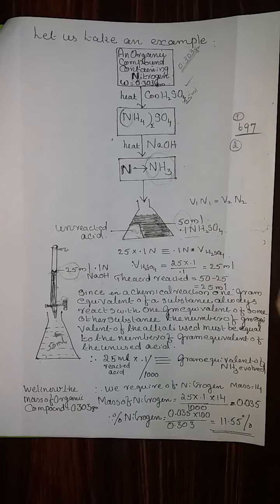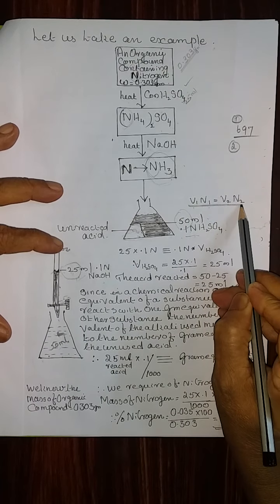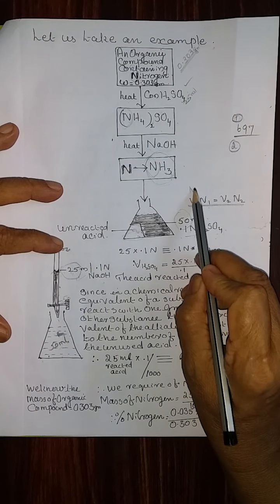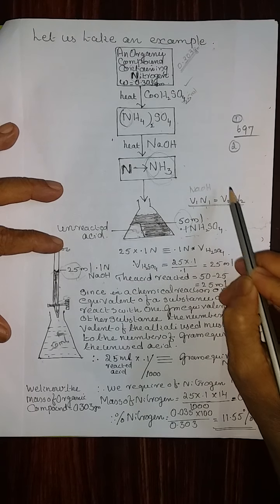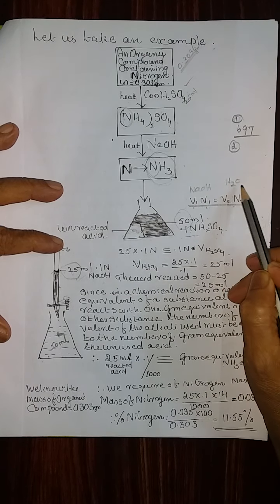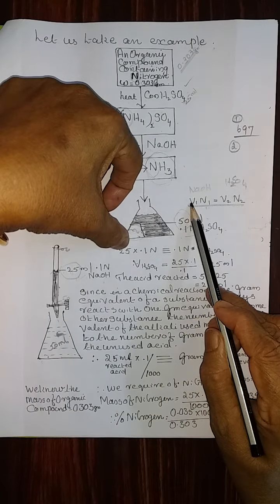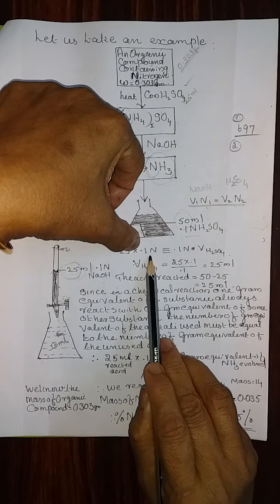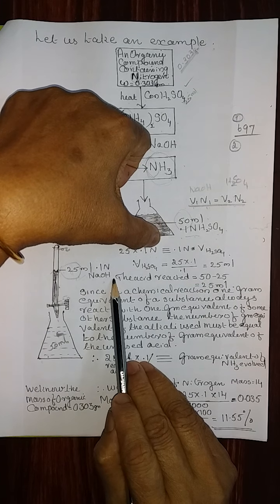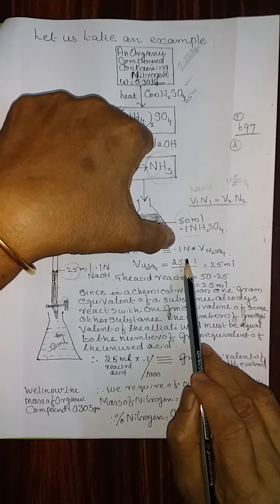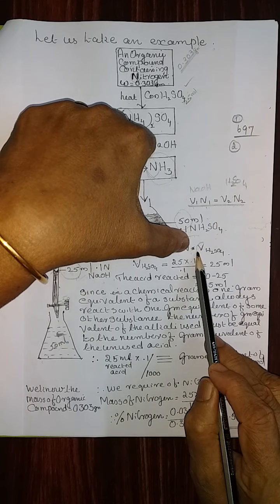Now calculations. We already know that V1 N1 is equal to V2 N2. Therefore, consider this as sodium hydroxide's volume and normality, and this as sulfuric acid's normality and volume. We know that 25 ml of sodium hydroxide, 0.1 normal, that is the standard, is equivalent to 0.1 normal sulfuric acid, the volume of which we have to find out.